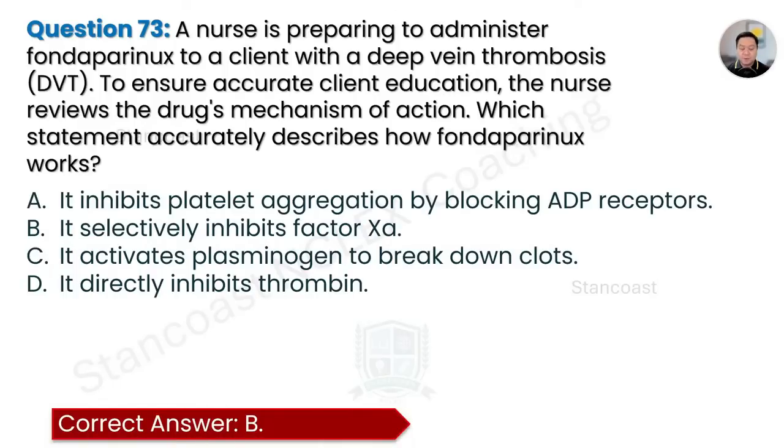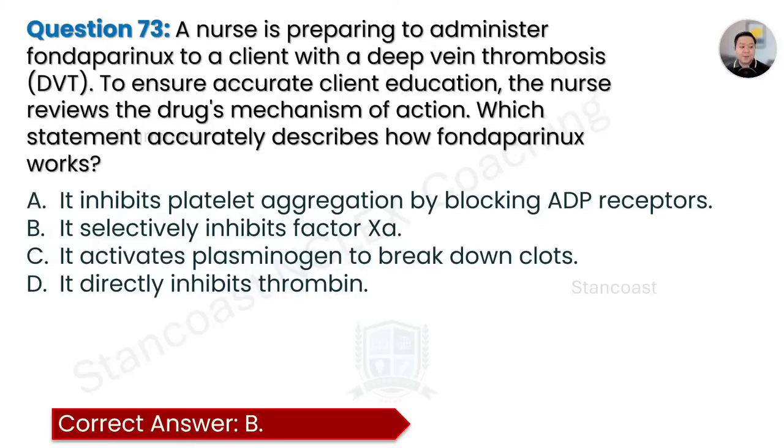The answer is letter B. This is a synthetic anticoagulant that works by selectively binding to antithrombin 3, which can enhance its ability to inhibit activated factor 10. And so by blocking factor active 10, the medication prevents the conversion of prothrombin to thrombin. And so this will reduce the formation of blood clots.